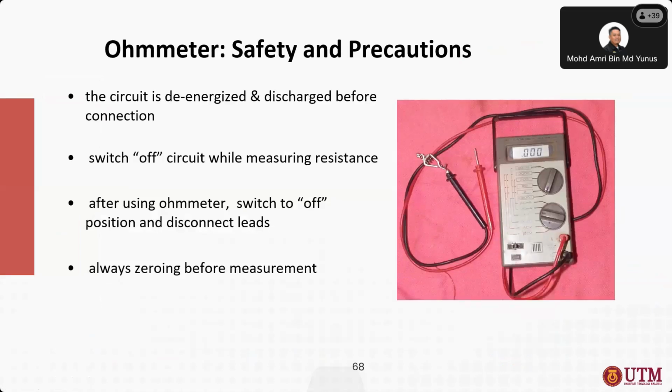Just before we stop, we just wrap up ohmmeter. So what is the safety and precaution? The precaution is that similar to what we observe for ammeter, always de-energize or discharge the ohmmeter by short circuit, and then switch off the circuit while measuring the resistance. Why? Because to avoid power loss of the battery.